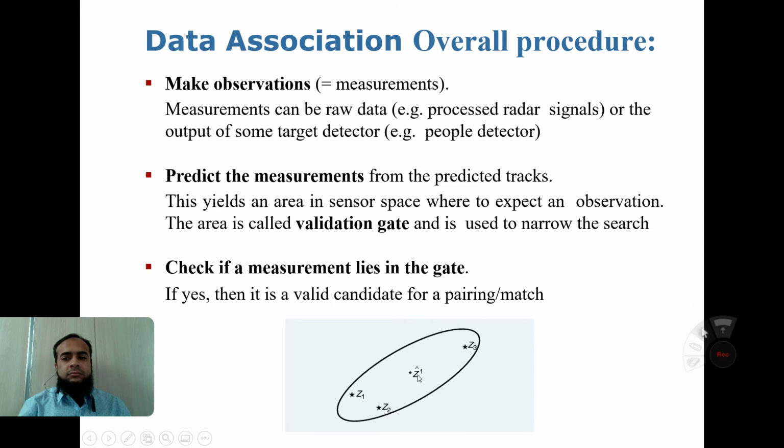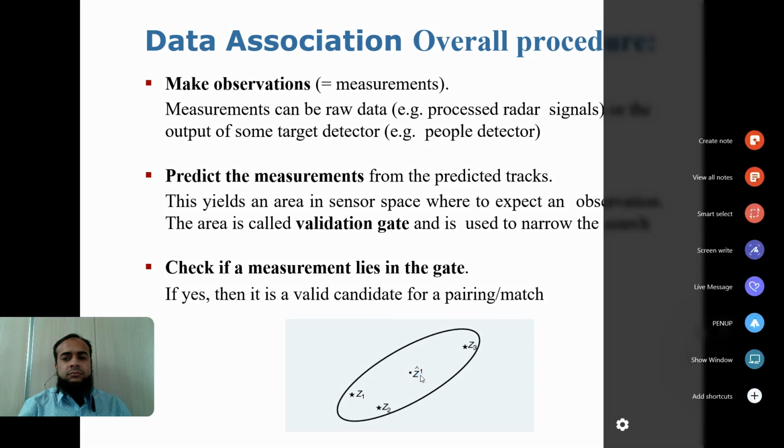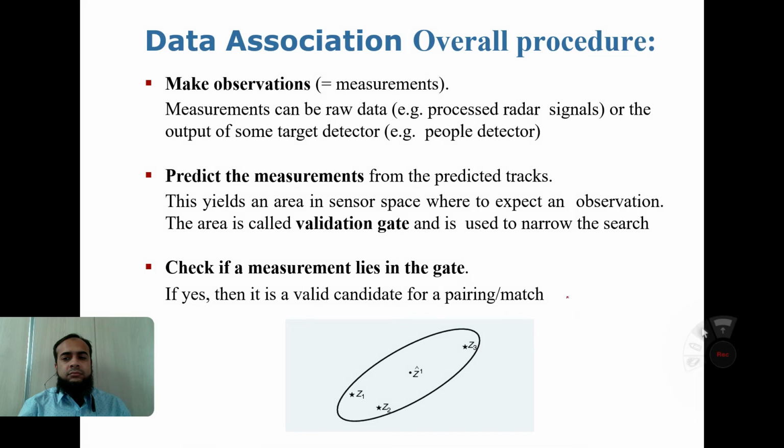Like the updated PDF, like this one. So this is the predicted measurement that the track has, and these are validated measurements.